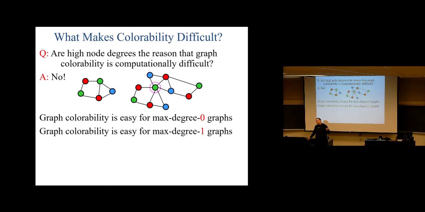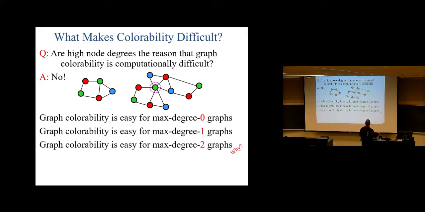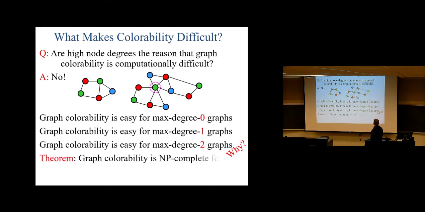But if I ask you, is there a polynomial time algorithm for this? Nobody knows. That's an open question. It's been open for 50 years. It's equivalent to P equals NP. So things get subtle very, very quickly. Degree 0 was trivial, 1 was trivial, 2. And then it's NP-complete for 4, max degree 4.